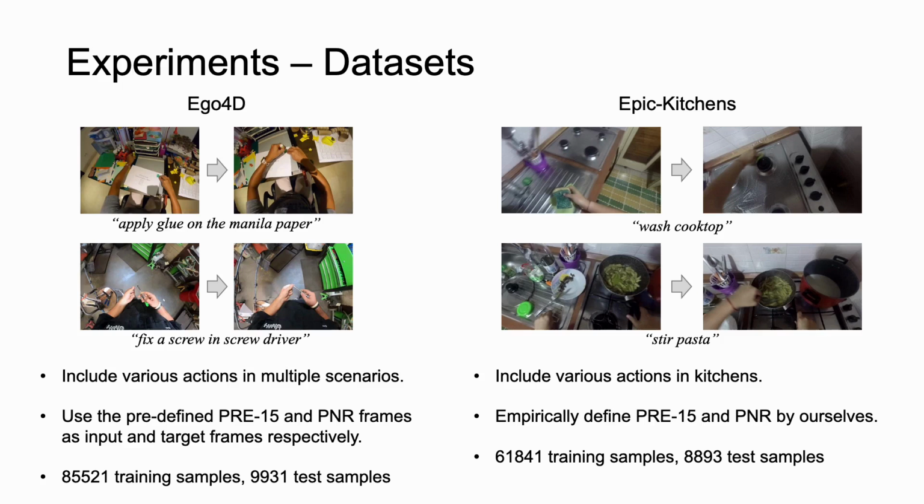We validate our method on two large-scale egocentric datasets, Ego4D and Epic Kitchens. Ego4D has the annotations of precondition and point-of-no-return frames. We directly use them as the input and target images, respectively. Epic Kitchens doesn't have these annotations, so we empirically define the input and target frames. We also filter out data with low-quality frames, as well as data with too low or too high similarity between the input and target. Please refer to our paper for more details.